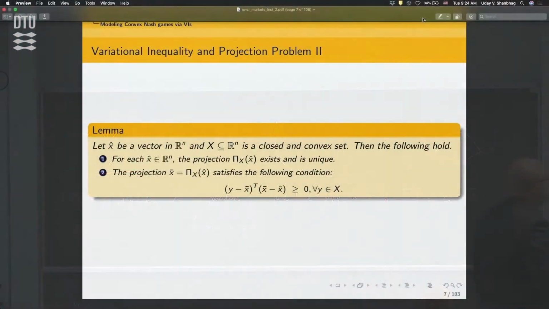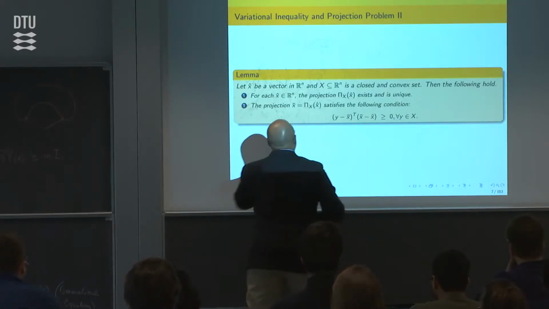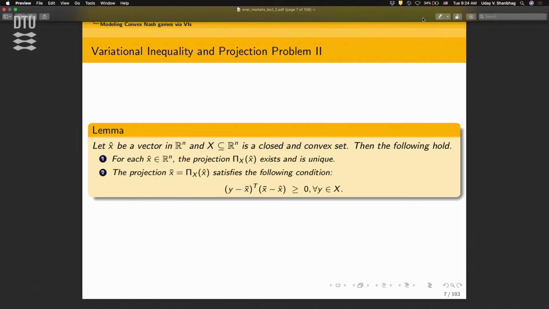The second point is the projection satisfies the following condition. So if you think about what this condition means, what's the first thing that strikes you about this condition? If I look at these as two vectors, y minus x bar and x hat minus x bar, what strikes you about these two vectors? What do you think you require from these two vectors for all y? The inner product is non-negative, right? So when is the inner product non-negative? When the vectors form what kind of angle? An acute angle, right?